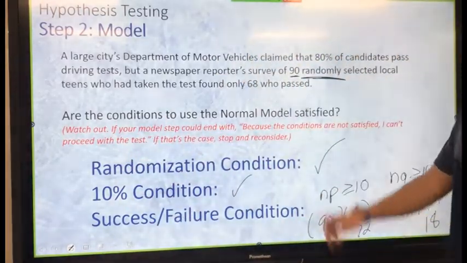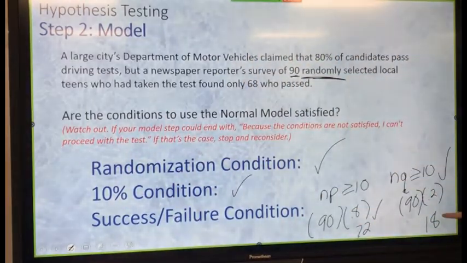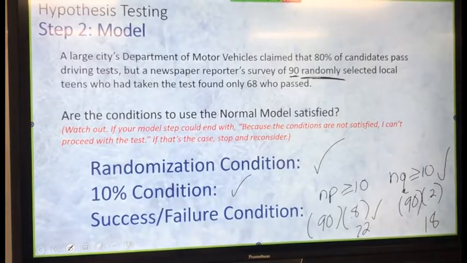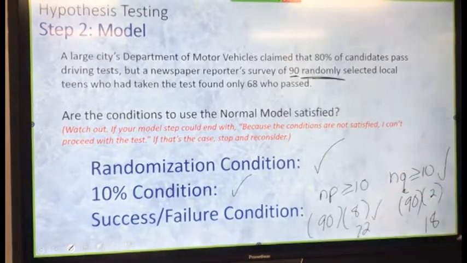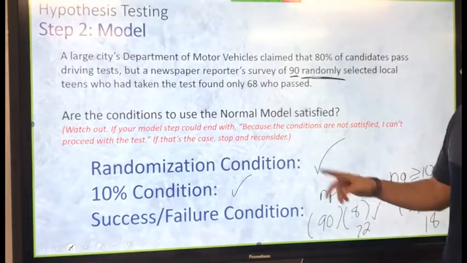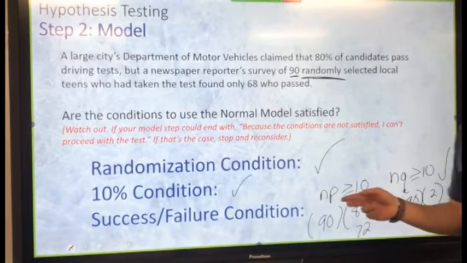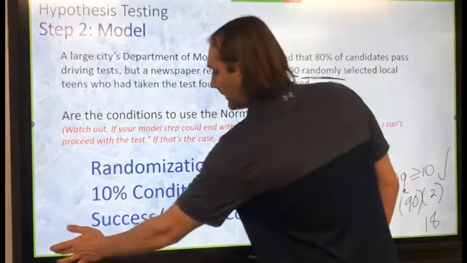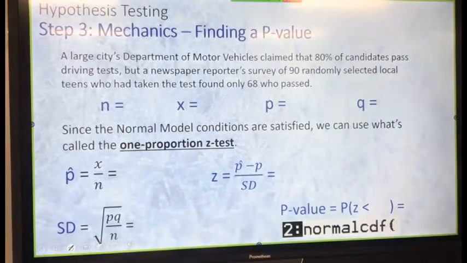Watch out. If your model step ended with, say, this was 9, that is not greater than or equal to 10. Because the conditions are not satisfied, I cannot proceed with the test. If that's the case, stop and reconsider. You may want to use a different model then. So if we had failed, we would have to use a different model.